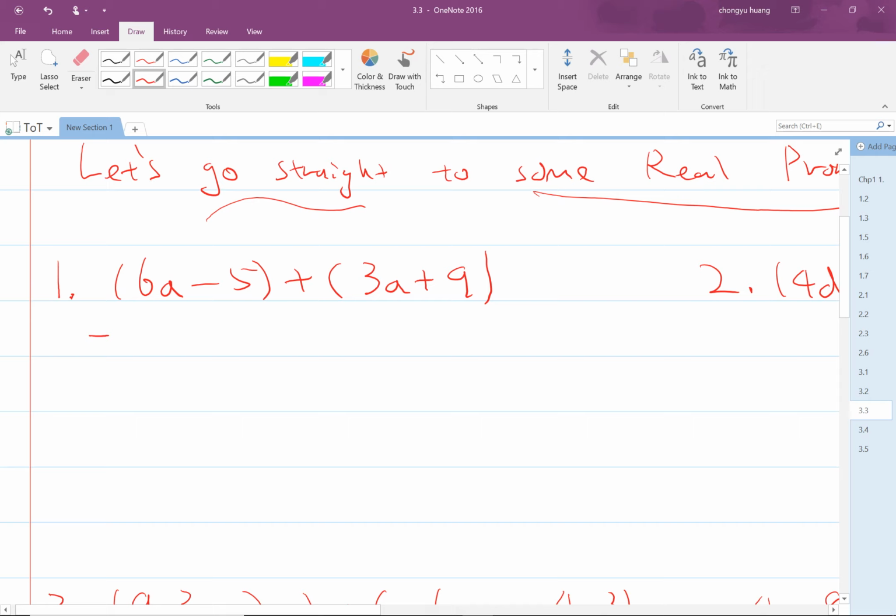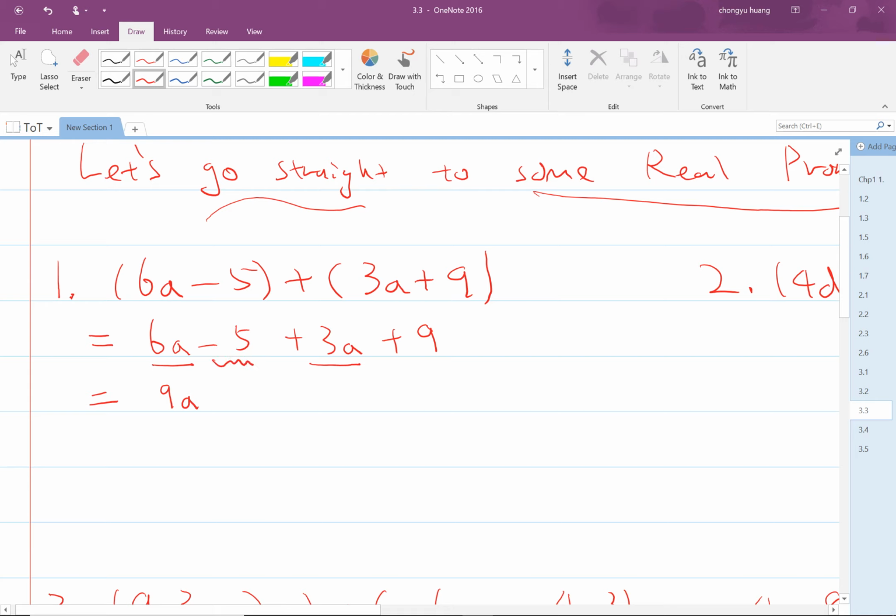For the first question, we have (6a - 5) + (3a + 9). We want to simplify, so we take the terms out of the brackets: 6a - 5 + 3a + 9. It's just simple addition and subtraction. We have 6a and 3a, so 6a + 3a is 9a.